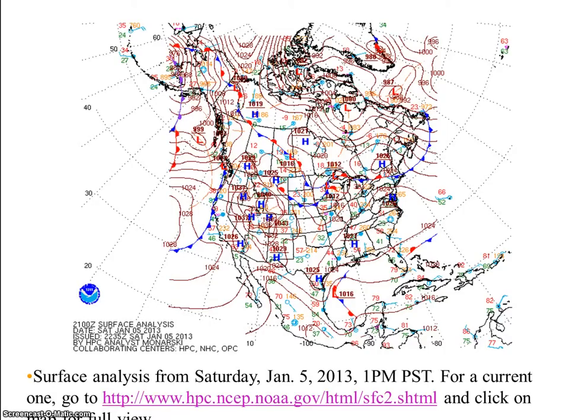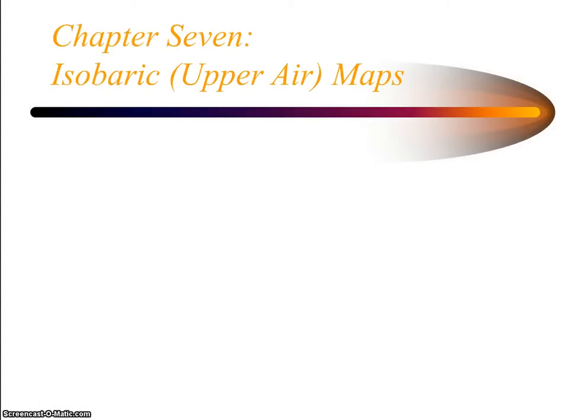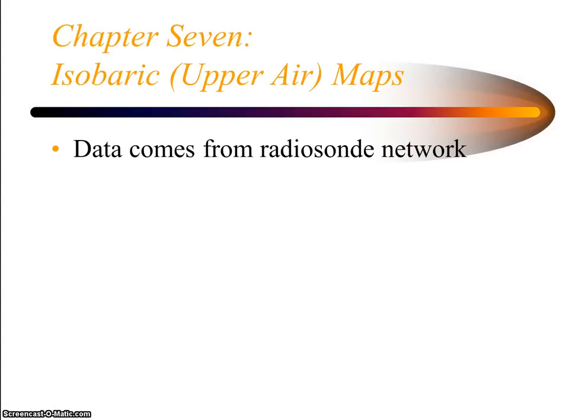This map is an actual surface analysis from Saturday, January 5th, 2013 at 1 p.m. Pacific Standard Time. If you want to get a current map, you can click on that hyperlink and you can actually get the current weather map and then click on the full map to get a view just like this. Of course, it'll be a different day when you look at it from January 5th, but it will show you how a surface weather map actually looks compared to the rather homogenized ones in your textbook.